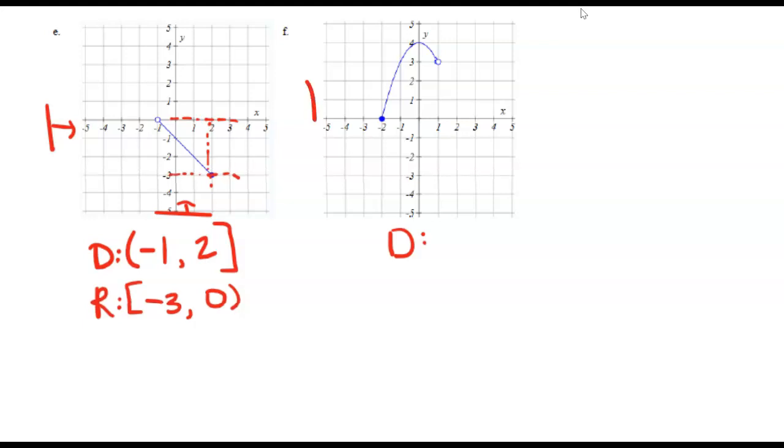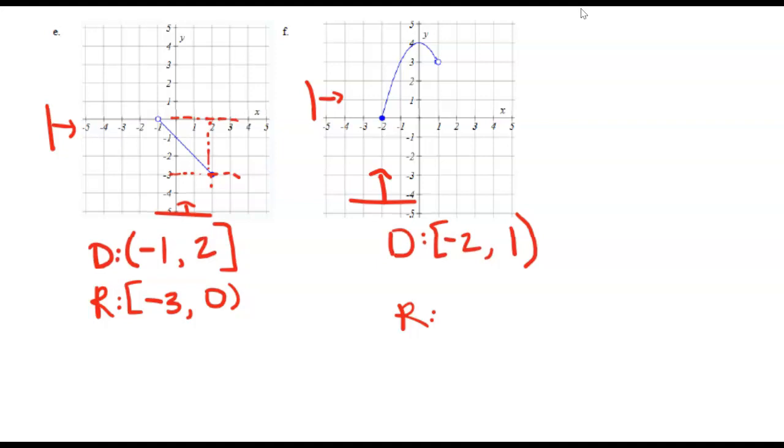Okay, domain. So we're moving left to right. The first x value we hit is at -2. It's a closed circle, so it'll be a bracket. We get to 1. It'll be a parenthesis because it's an open circle. Okay, range. So think of moving bottom to top. So the first value we hit is where y equals 0. Closed circle, so it'll be a bracket.